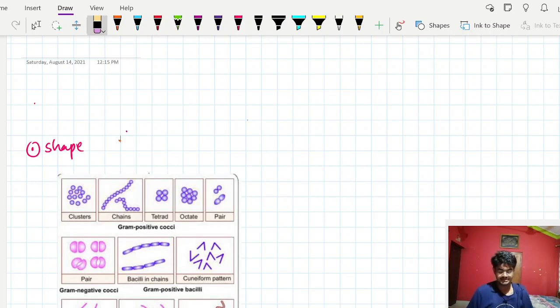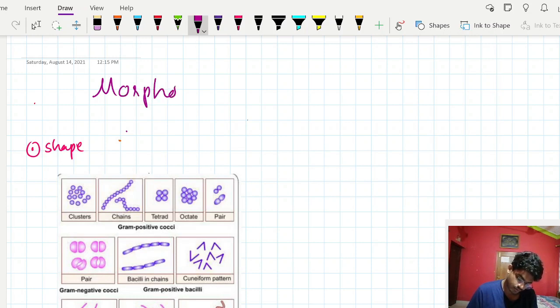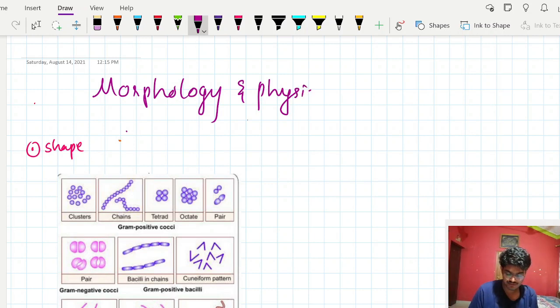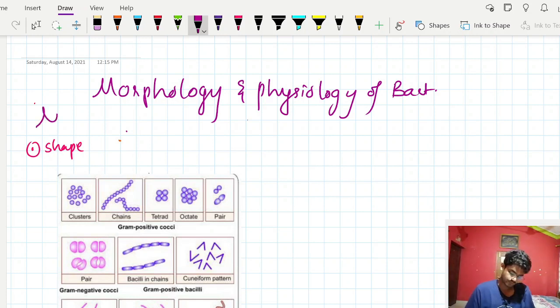Our next topic is morphology and physiology of bacteriology. Morphology and physiology of bacteria. So let us first dive into morphology of bacteria.